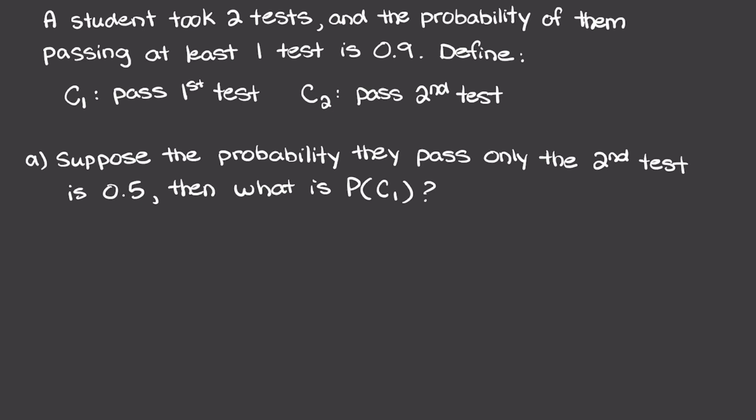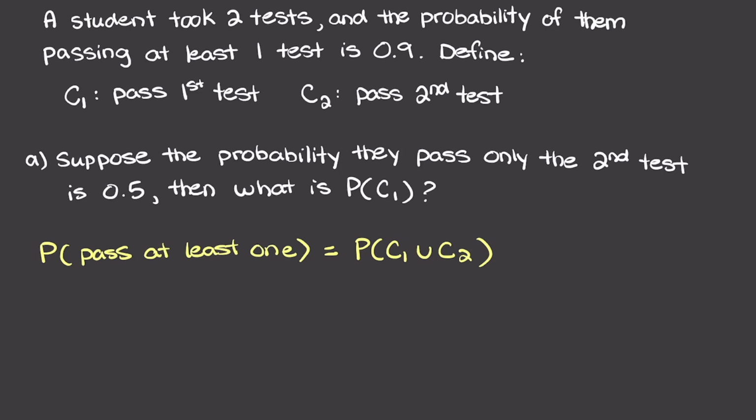So let's first start by writing down what information we know. So we know the probability that they pass at least one test. When we see the word at least, that usually means it's a union. And in this case, it's the union between C1 and C2. The union between C1 and C2 refers to the event where either C1 happens or C2 happens or both of them happen. And that's what at least means. So based on the question, this is 0.9.